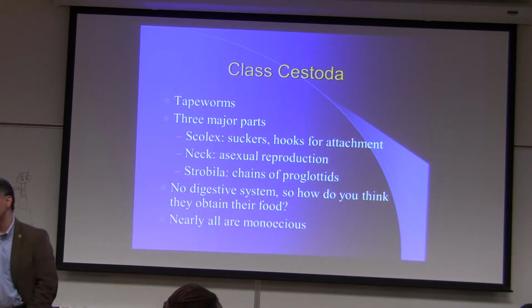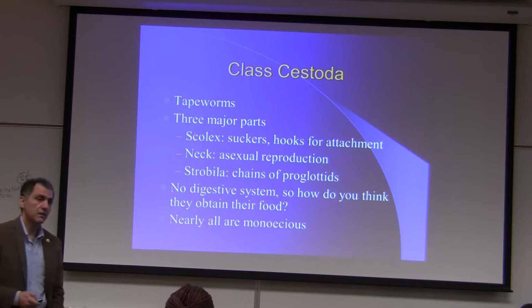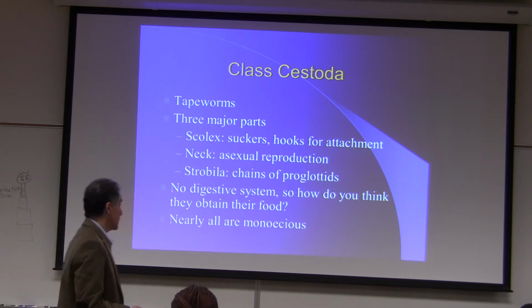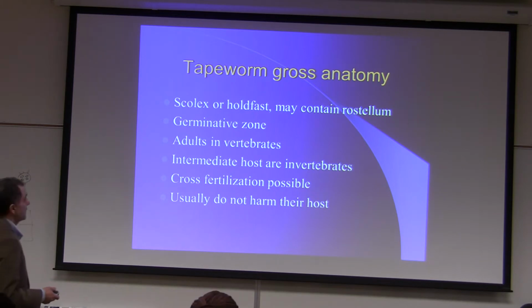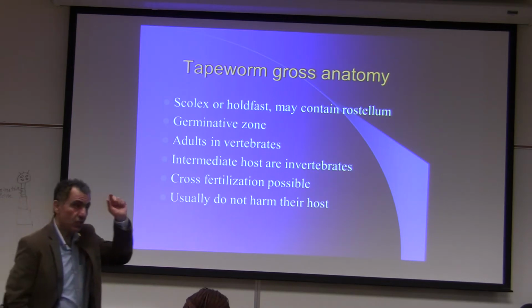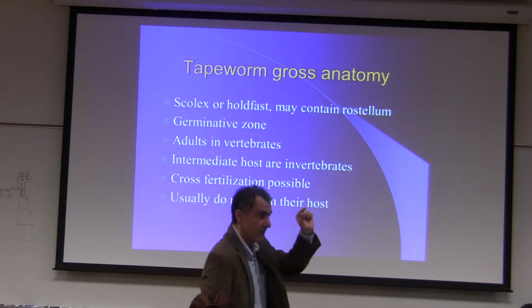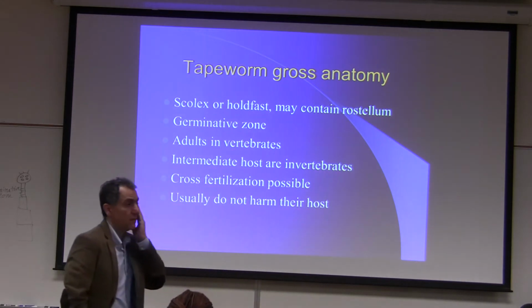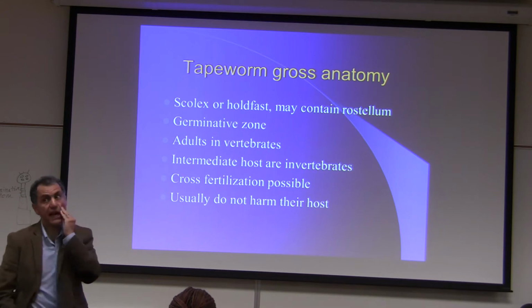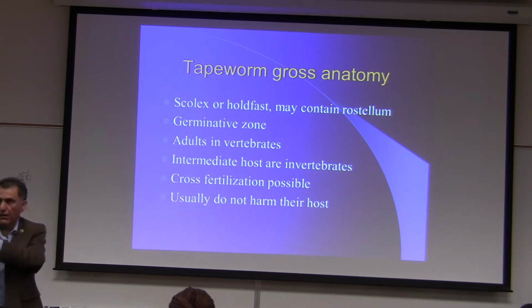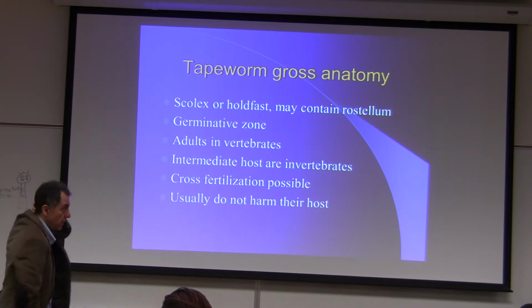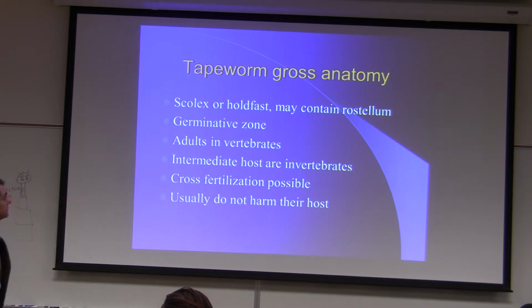Nearly all are monoecious, hermaphroditic. They are all hermaphroditic, monoecious. Okay, tapeworms, gross anatomy. Gross means big picture. Scolex or holdfast may contain a rostellum. The elevation in the scolex is called rostellum. The elevation in scolex is called rostellum. And I hope for the lab purposes, we do have some tapeworms, yes, we have it. It's Taenia. You look at it and you will see. Germinative zone, I wrote it.